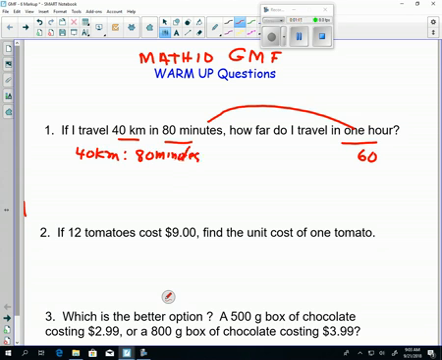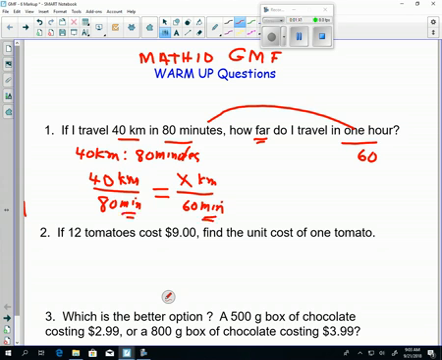So I can now write this as a fraction, 40 over 80 minutes. We set it up as a proportional statement. We make it equal to, well, they're asking us how far. We don't know the distance, so that's the x, in 1 hour, so that's 60 minutes. We've got to make sure that we have the same units on the bottom.